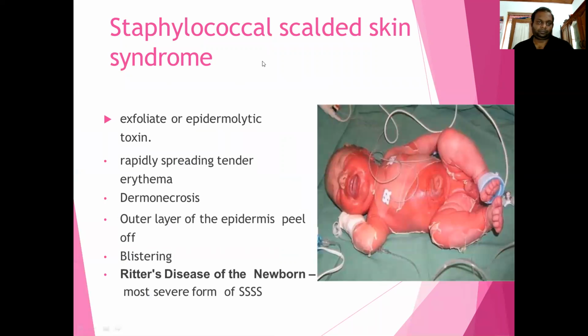It depends. Another infection is staphylococcal scalded skin syndrome, 4S. Here it is an exfoliative or epidermolytic toxin mediated disease, superantigen mediated, with rapidly spreading tender erythema and dermonecrosis, and the outer layer of the epidermis peels off. That's scalded skin, that's the term, peel off. You can appreciate the blistering there. Ritter's disease of the newborn is another term, the most severe form of scalded skin syndrome with staphylococcus.